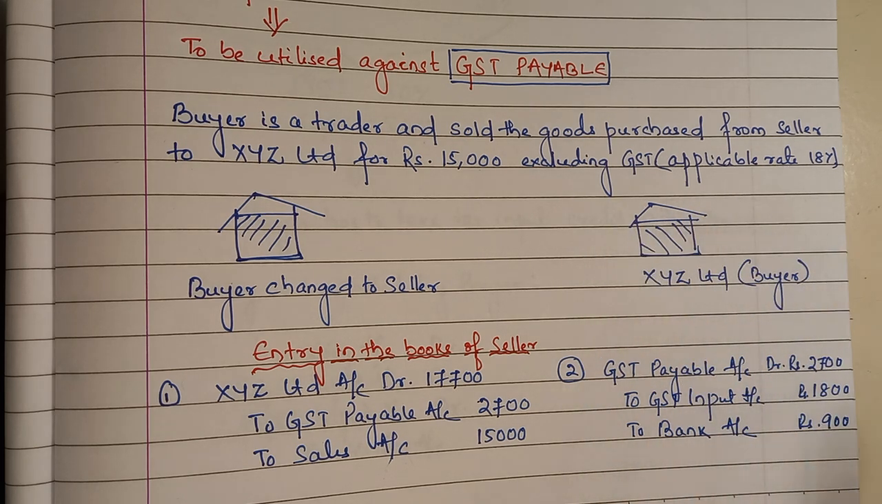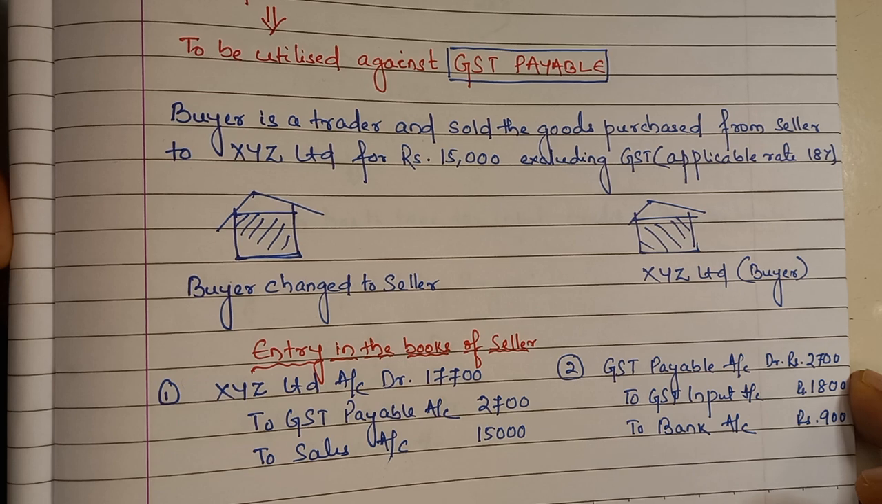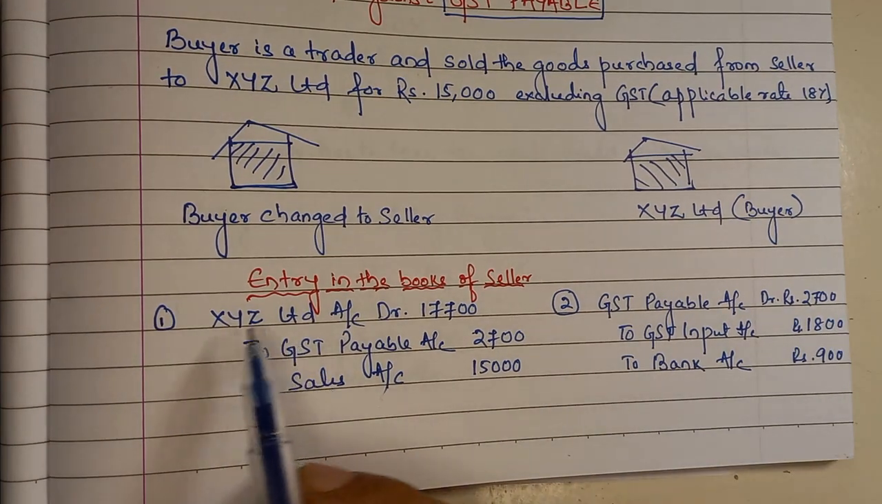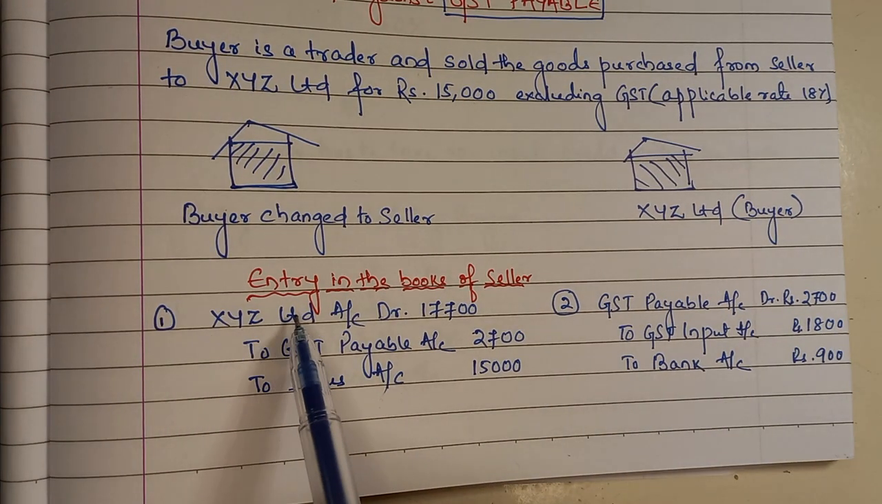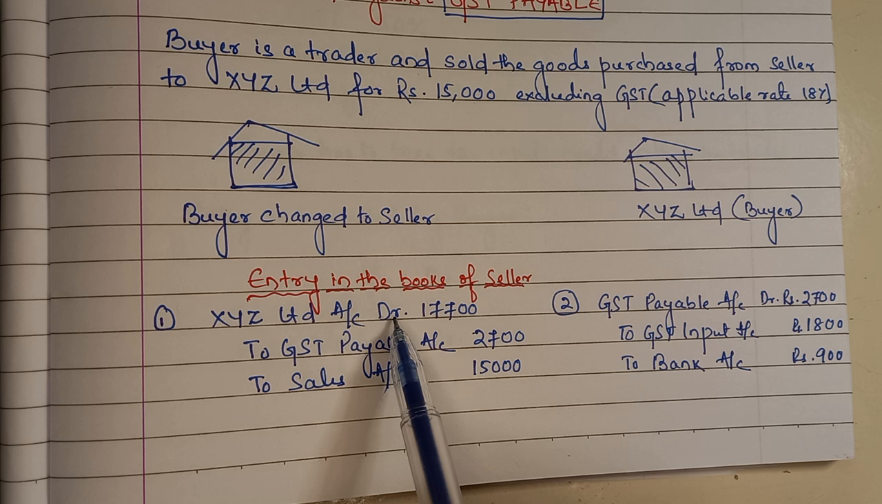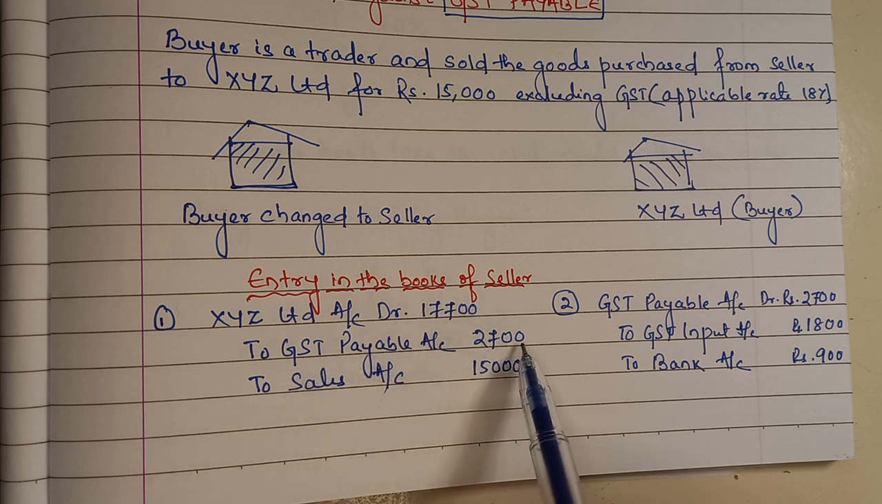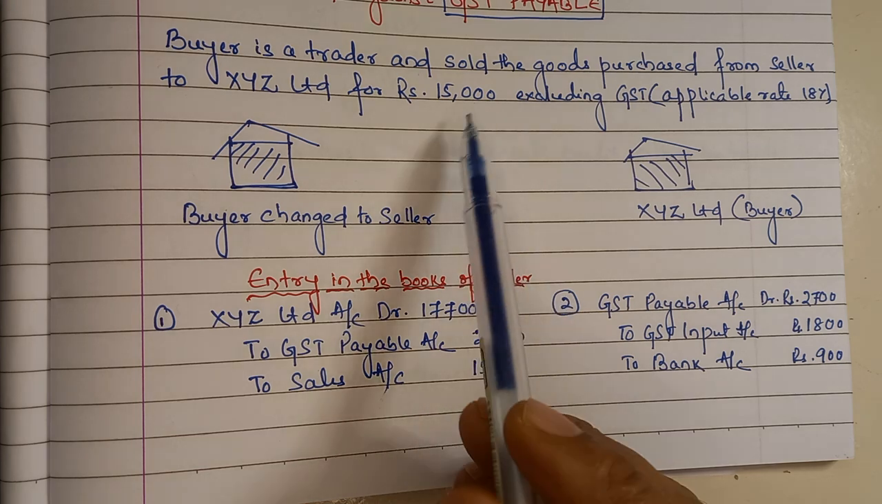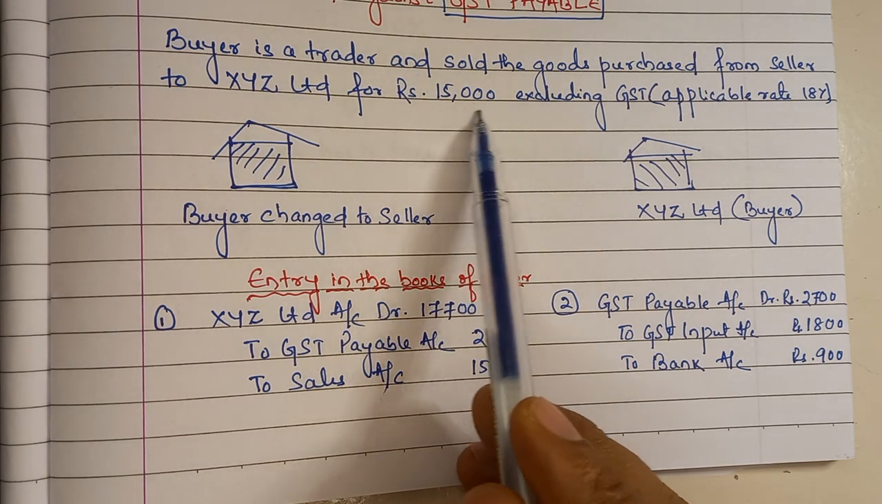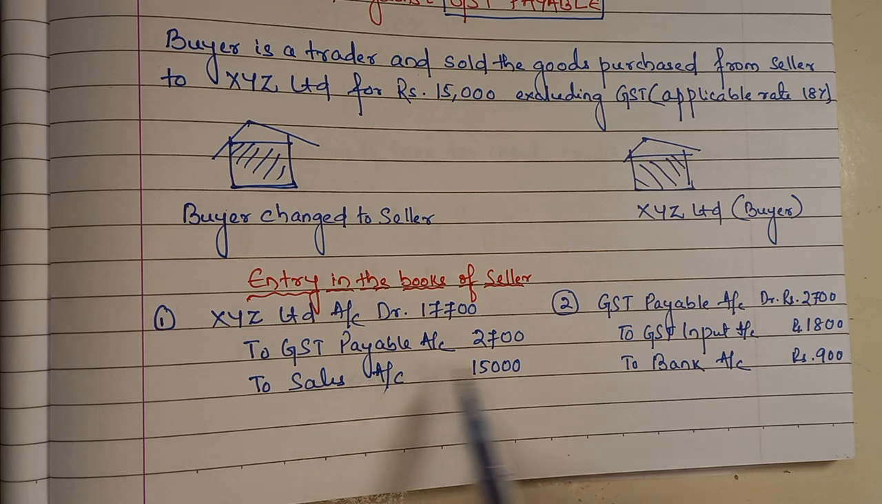Correct? What is the entry? Now the seller is going to post the entry. So the first entry is XYZ limited account debited. Okay, I'll come to the amount later. To GST payable 2,700, to sales 15,000 rupees. So we saw here, right? What is the selling price excluding GST? 15,000. So to sales 15,000.